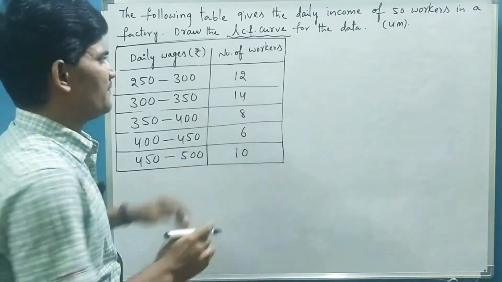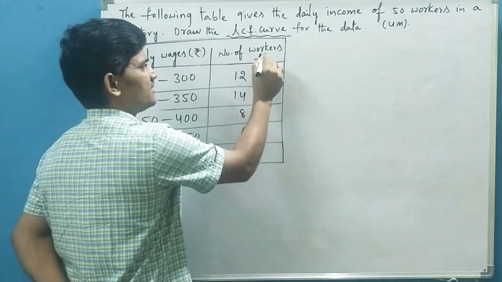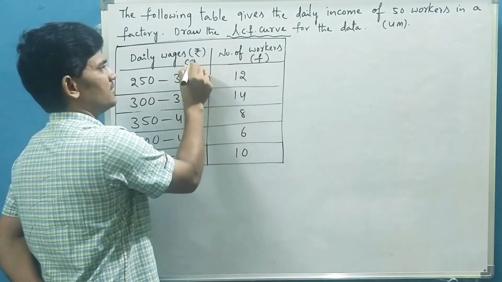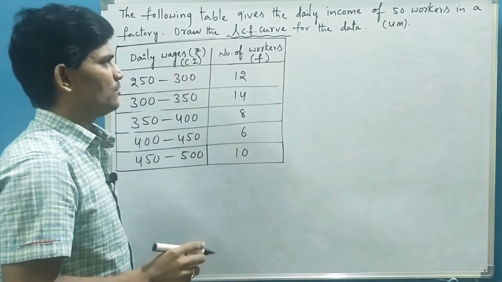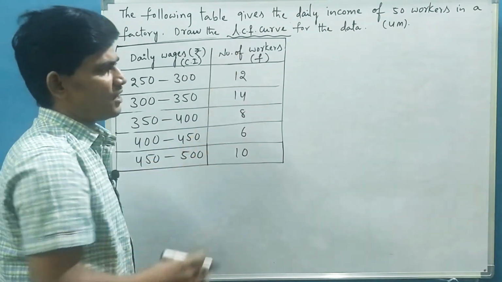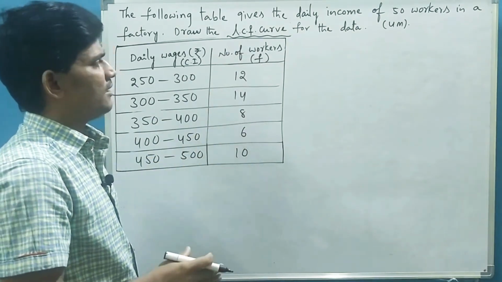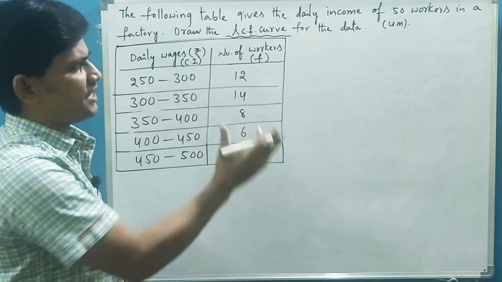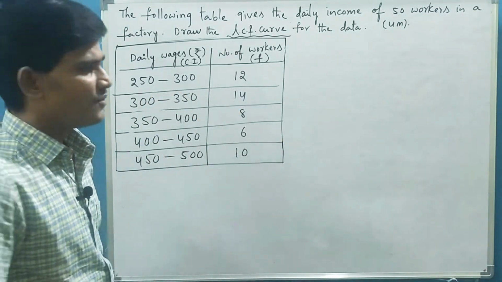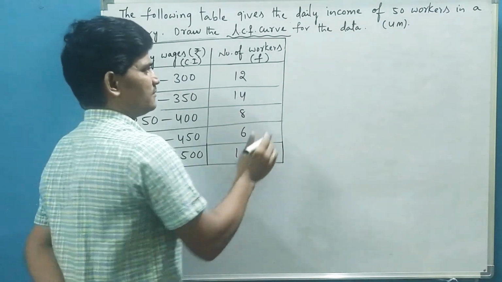Here you are given with only frequencies and class intervals. So we have to draw two more columns to get the upper boundaries and corresponding less than cumulative frequencies. Let us do first that one.